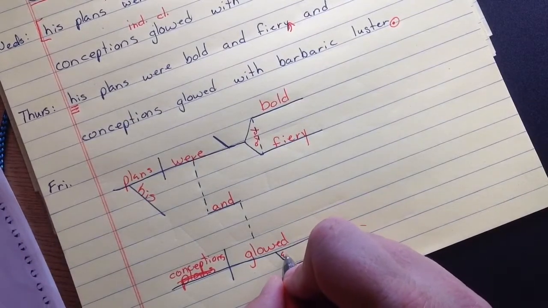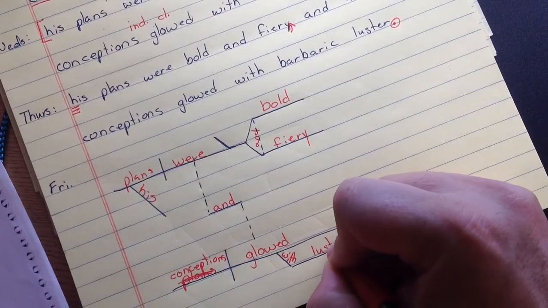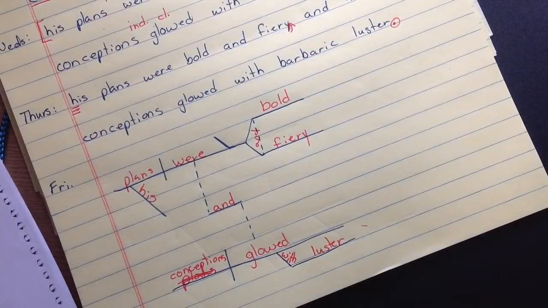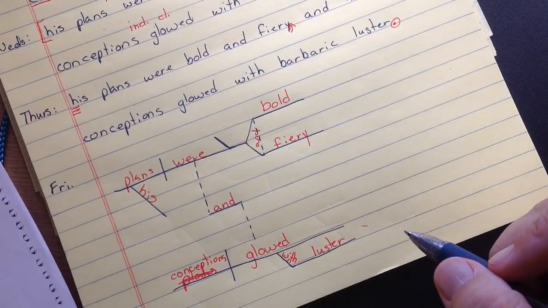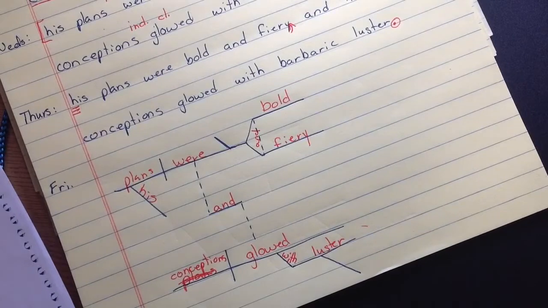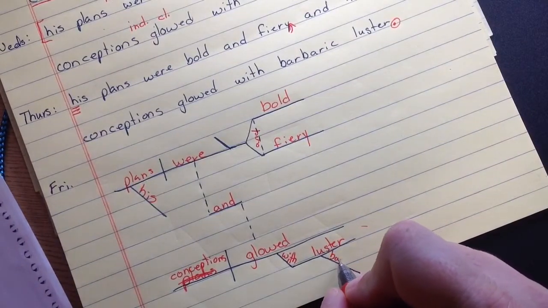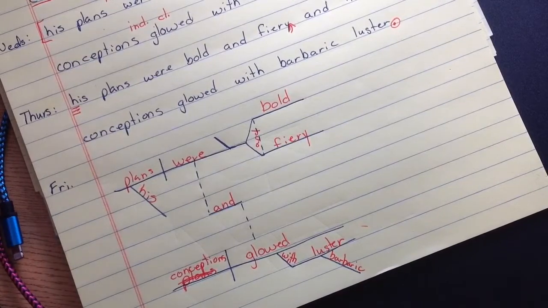The preposition goes here, with. The OP goes here, luster. It's already written for me. I need to kind of connect that. And barbaric describes luster. It's the adjective, so it's going to hang off of luster, and it's going to be barbaric. Okay? And now Friday's done.